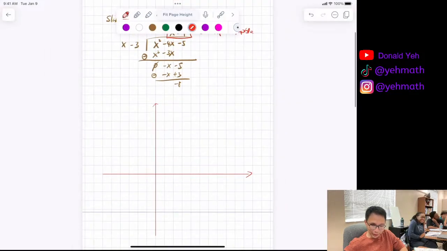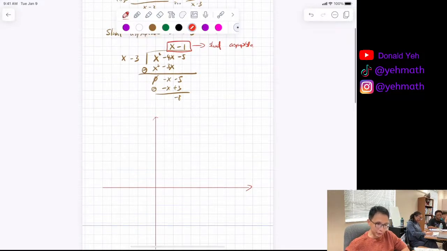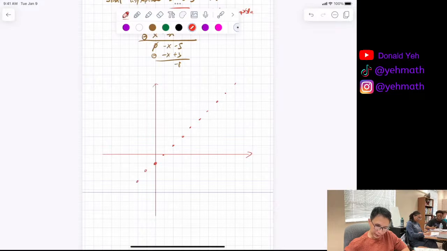All right. So what we're gonna do is graph that x minus 1. That's just a y equal to mx plus b, right? So that just means the y-intercept is -1 and the slope is 1. So you're gonna draw a dotted line here, and you're gonna form a slant asymptote, and this is the asymptote.